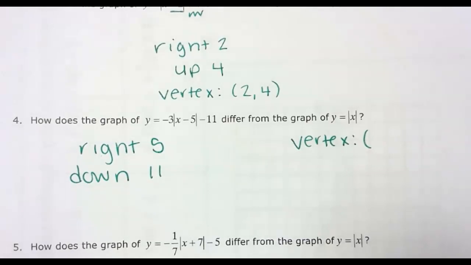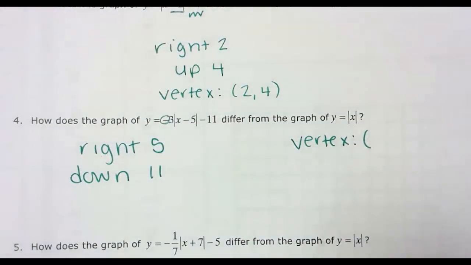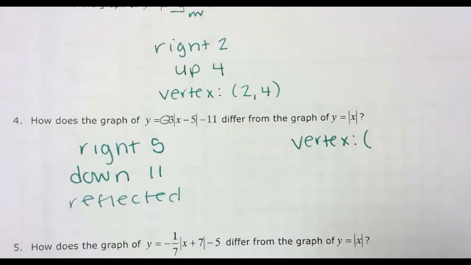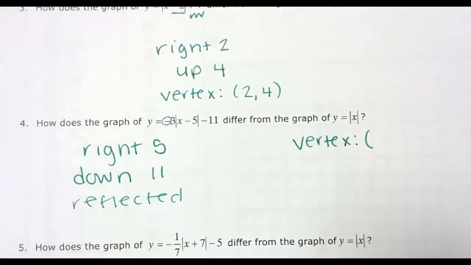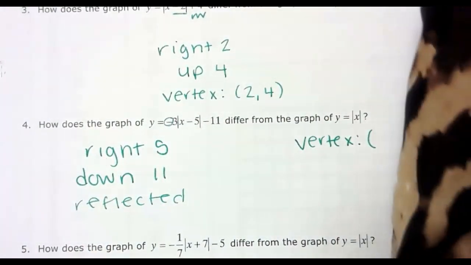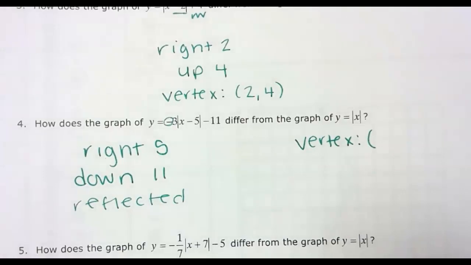All right, Colton? It's flipped, exactly. So the negative in the front would flip my graph. The fancy math word for flipping is reflected. Can anybody tell me what that 3 is going to do to my graph? What's that 3 going to do to my graph? Go ahead.